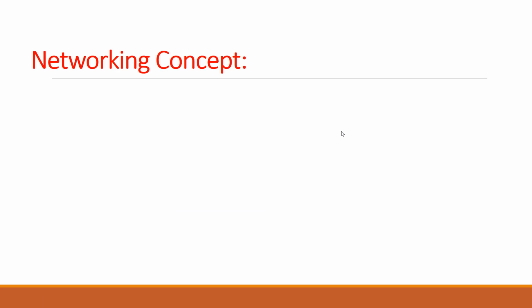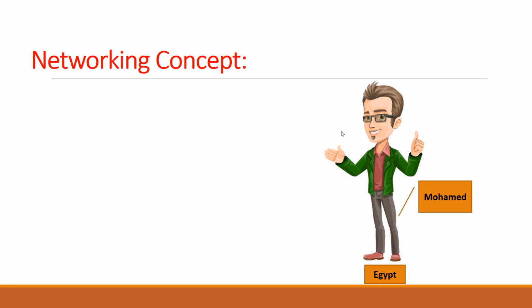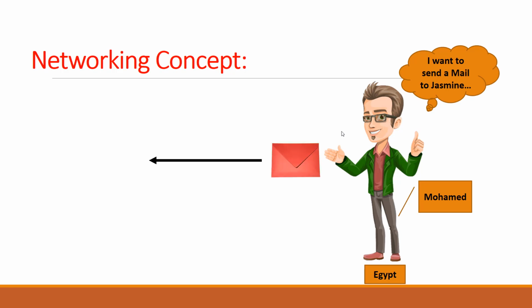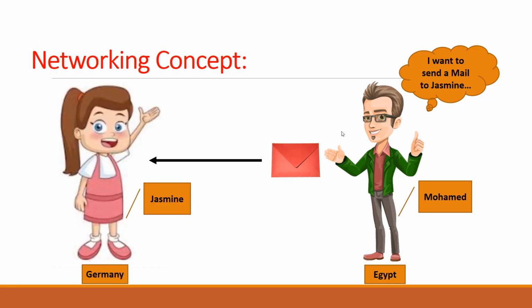In the beginning, I would like to give a simple example that demonstrates how computer networking started, and shows you how the idea came from. So let's assume that we have someone here called Muhammad from Egypt, and Muhammad would like to send a mail to Jasmine. So he will send a letter. By the way, he is sending a mail, not an email. He is sending a letter inside an envelope to Jasmine in Germany.